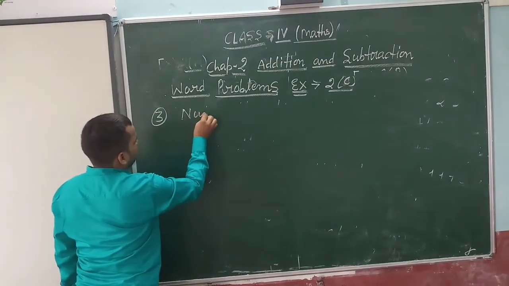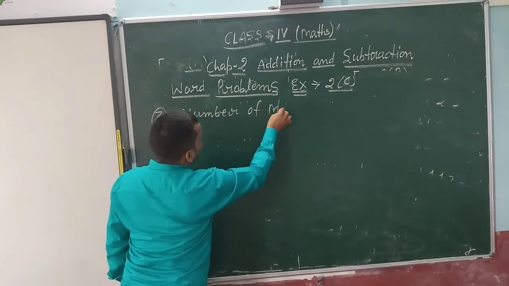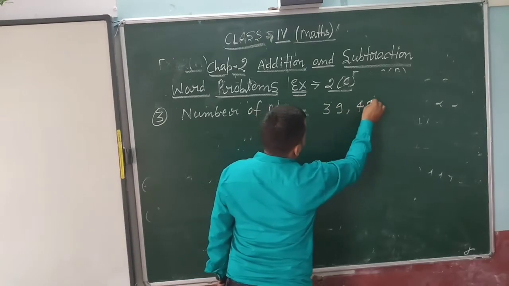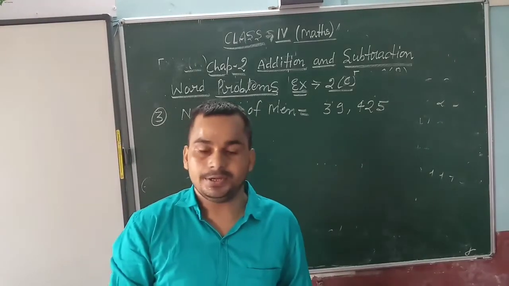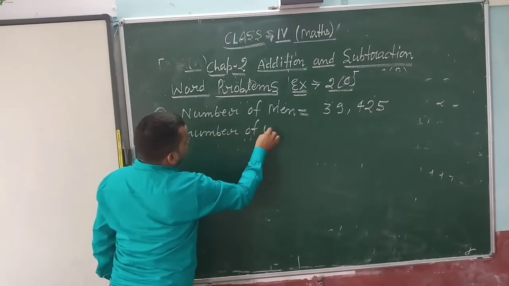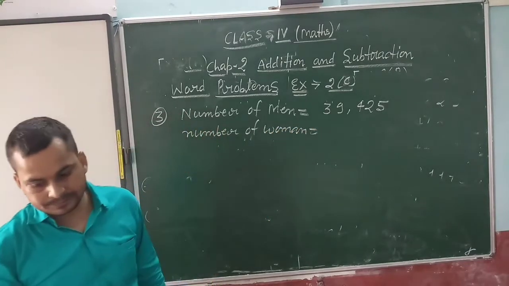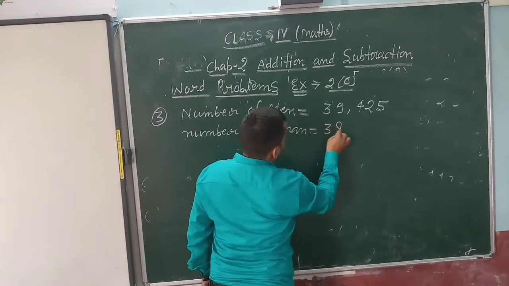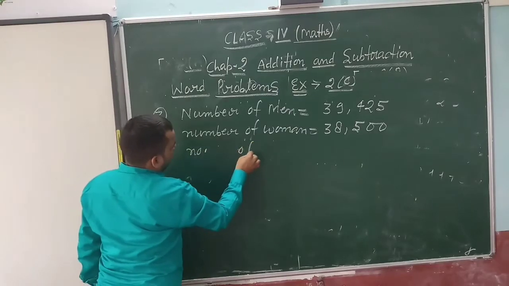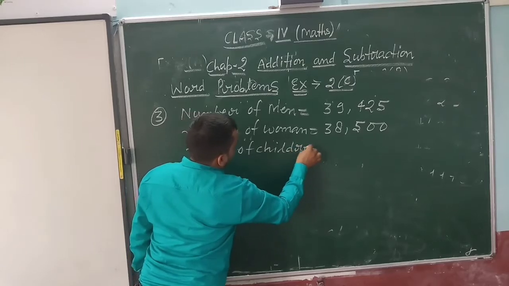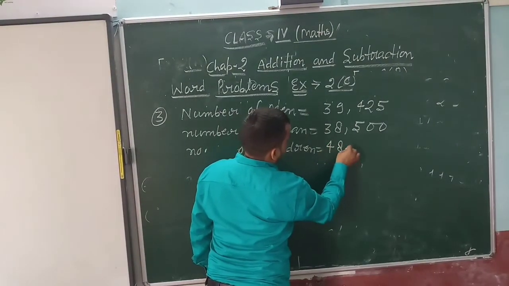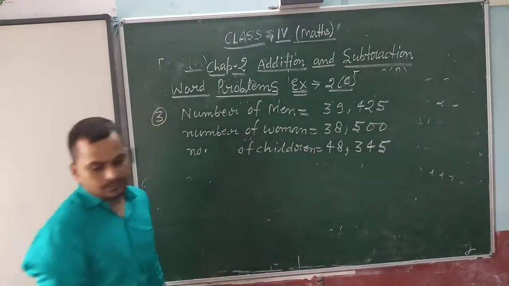So number of men is 39,425. 39,425 are men and number of women is 38,500, and number of children equals 48,345. Then total population of the town.